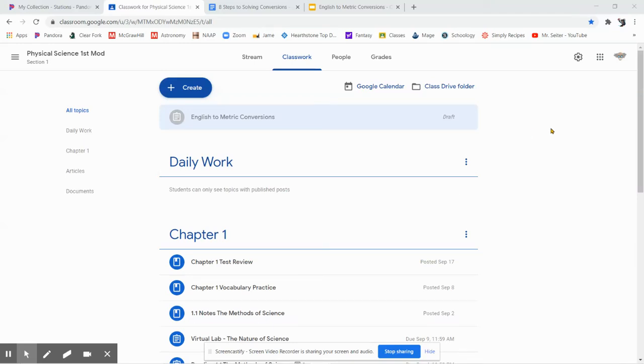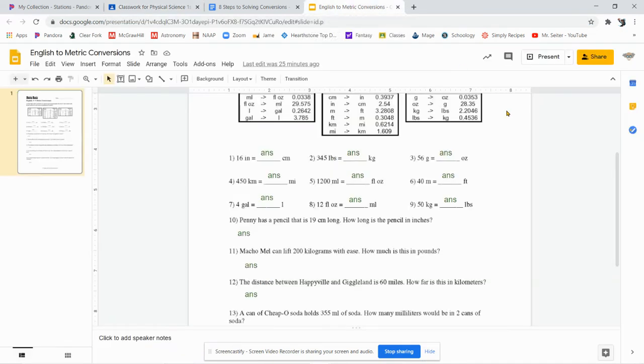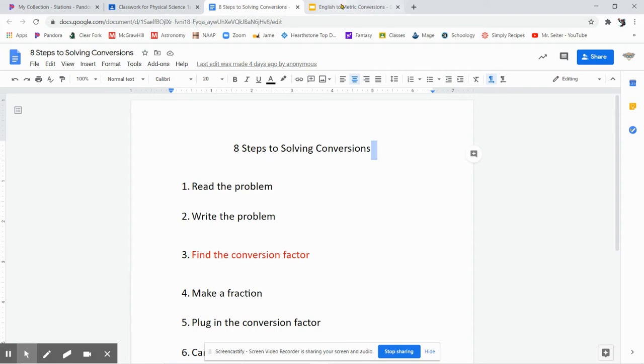I'm going to show you how to do English to metric conversions. Now, we've already done the English to English conversions. These are going to be English to metric. It's going to introduce us to the metric system. Don't forget to keep your 8 steps open so you can look back at that if you're having a problem.